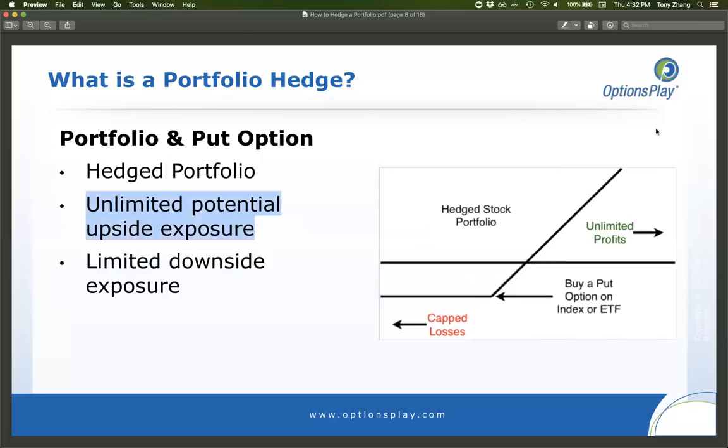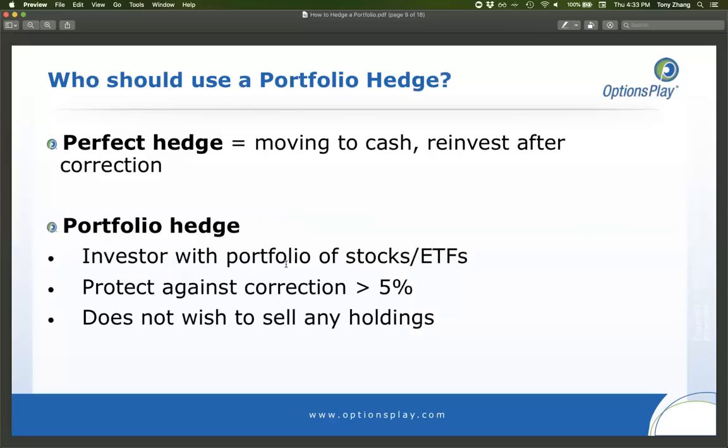If the market continues to move higher and it doesn't correct, you still participate in unlimited upside as long as the market continues going higher. But now you have limited downside exposure. And that's really the key here, being able to have access to both the upside, but limited cap losses to the downside. And that's the goal of a hedge portfolio.